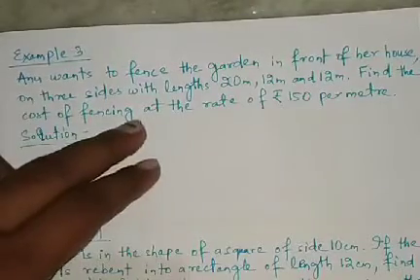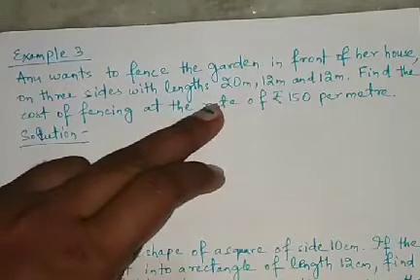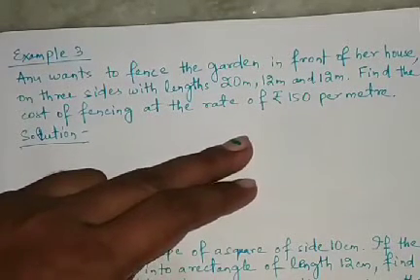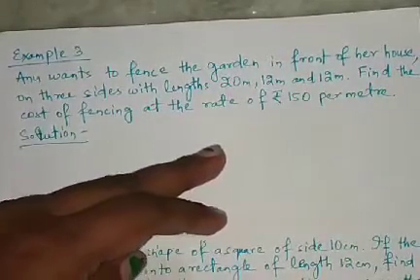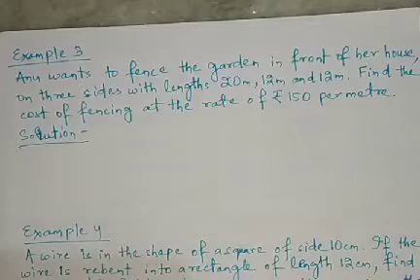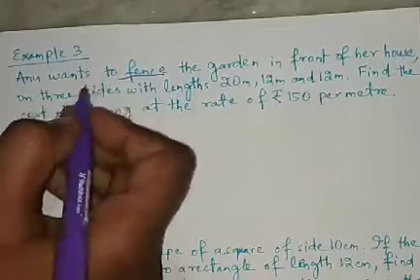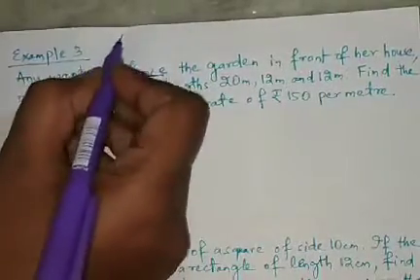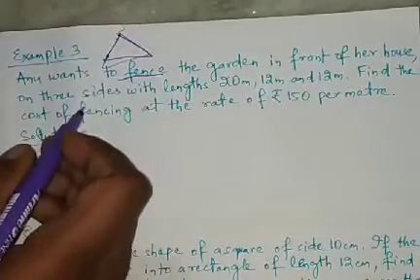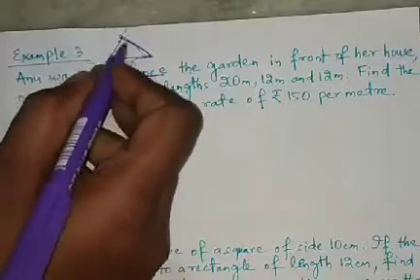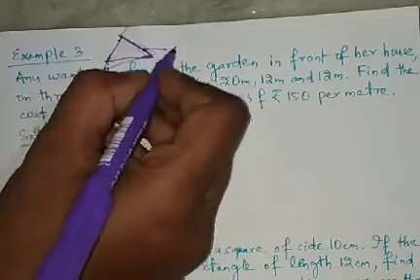Anu wants to fence the garden in front of her house on 3 sides with length 20 meter, 12 meter and 12 meter. Find the cost of fencing at the rate of 150 per meter. So you have to find the fence. Fence the garden means what I have told. So 3 sides means it is a triangle. You have to fence the surrounding. Okay. So fencing means you are covering the surrounding.